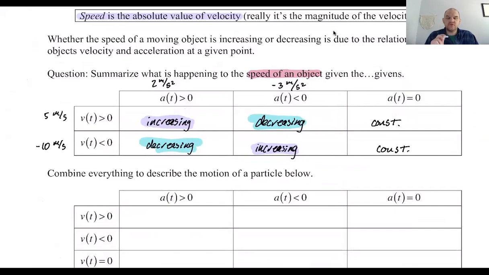Speed will be increasing when velocity and acceleration have the same sign. Speed will be decreasing when velocity and acceleration have opposite signs. That's actually all you need to know. You need to know the sign of velocity, the sign of acceleration. If you know both of those, you know if the speed is increasing or decreasing. So remember, speed, absolute value of velocity.